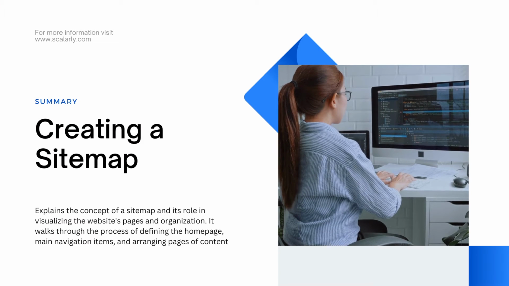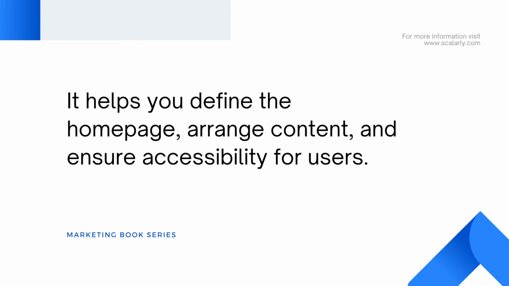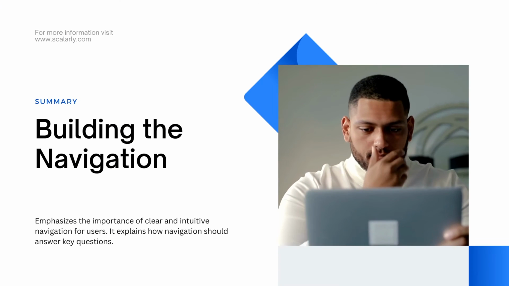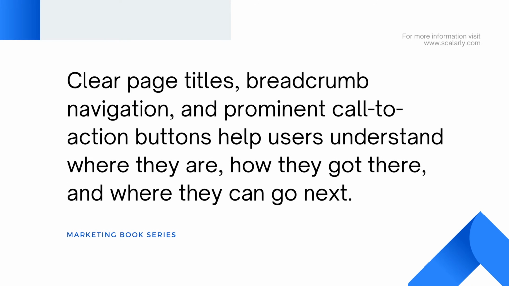A well-designed sitemap provides a visual plan for your website's pages. It helps you define the homepage, arrange content, and ensure accessibility for users. Effective navigation is essential for users to find their way around your website. Clear page titles, breadcrumb navigation, and prominent call-to-action buttons help users understand where they are, how they got there, and where they can go next.